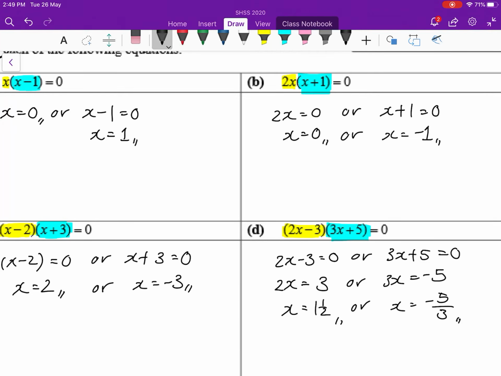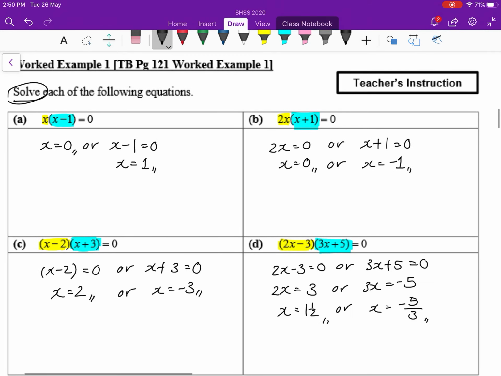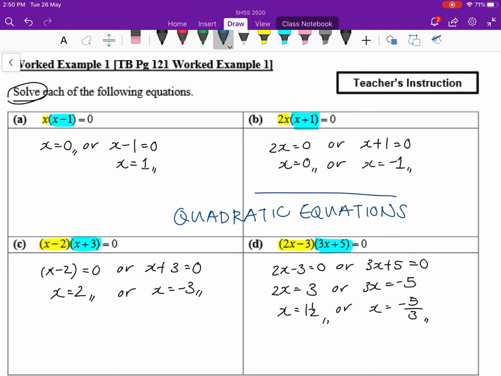Then you must be asking, so Teacher, are there two answers? Yes, there are two answers for this. This is what we call a quadratic equation. A quadratic equation has two answers.